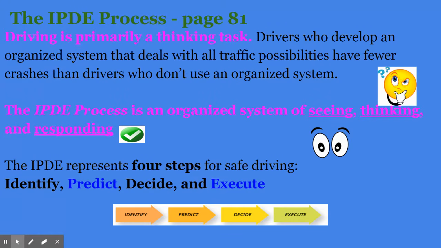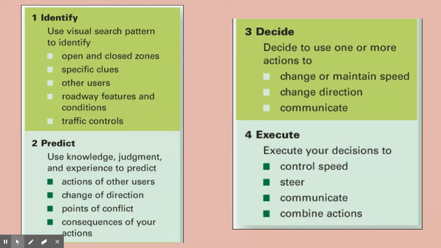Okay, it is 4 steps. I for identify, P for predict, D for decide, and E for execute. So what are we identifying? We are going to use a visual search pattern to identify open and closed zones. We're going to identify specific clues, other roadway users, roadway features and conditions, and traffic control such as stop signs and traffic lights.